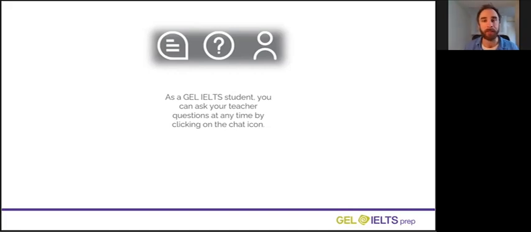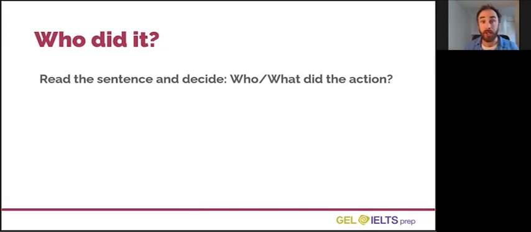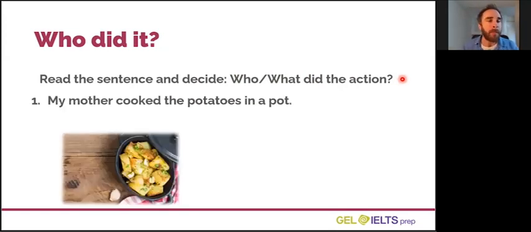Okay, let's get started. I'm going to show you some sentences. I would like you to read the sentence and decide who, or maybe what, did the action. Who or what did the action in this sentence? Number one, my mother cooked the potatoes in a pot. So the action is cooked, but who or what did it? Look at the first question below this video. Was it me, my mother, the potatoes, or we don't know? Choose the correct option.